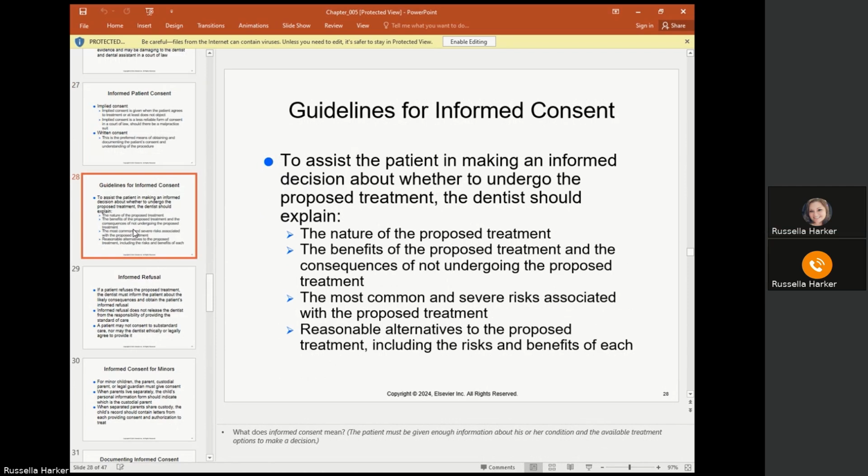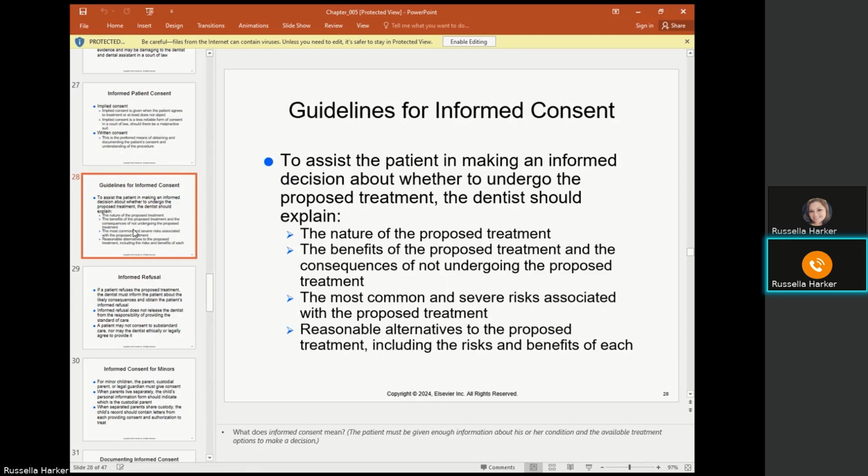To assist the patient in making an informed decision about whether to undergo the treatment that's been recommended, the dentist should explain the nature of the proposed treatment. So what kind of treatment is it? What needs to be done? And what does this procedure involve?